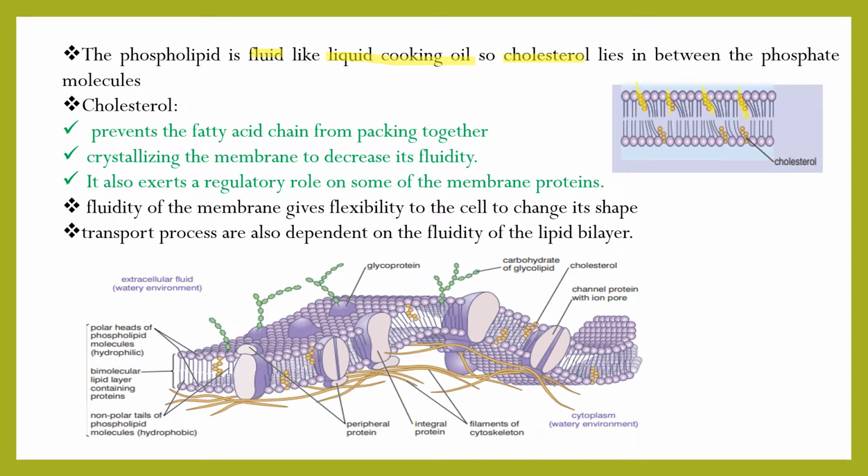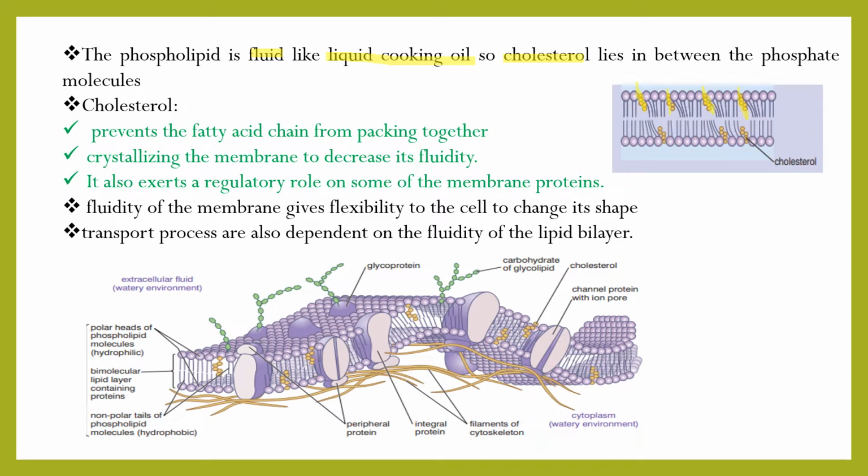Fluidity of the membrane gives flexibility to the cell to change their shapes. And also transport processes are determined by the fluidity of the lipid bilayer. Therefore, indirectly, transport processes through the cell membrane as well as flexibility of the cell to change their shapes are determined by the amount of cholesterol found in the cell membrane.